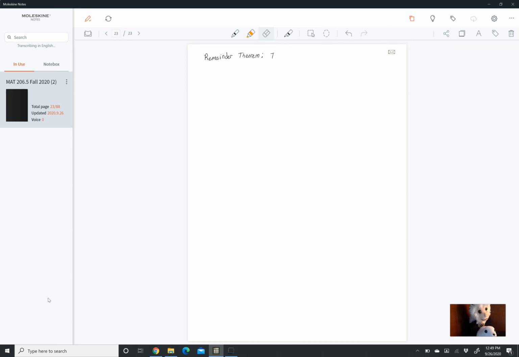So the remainder theorem says the remainder of a polynomial, which we'll call f of x because it's a polynomial function, when we divide by a linear divisor, and our linear divisor has to be in the form of x minus a, is f of a.